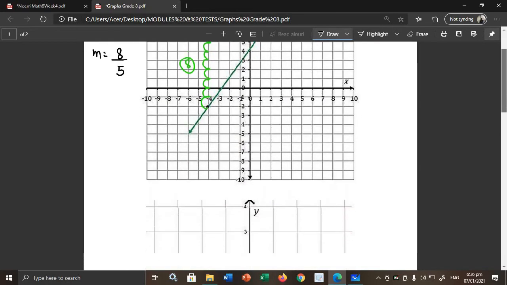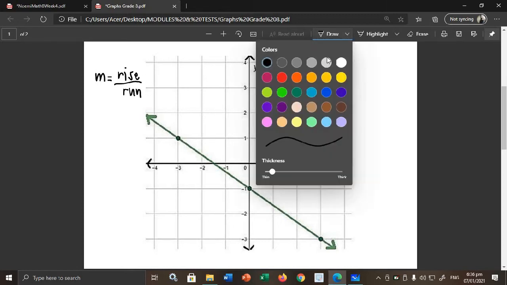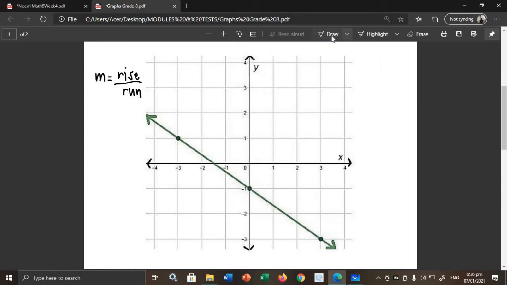And then next example, let's say we have this line or graph. Again, let's solve for the slope of the line. The formula is rise over run. Let's first count the rise, which is the units upwards from the first point. So this is the first point.